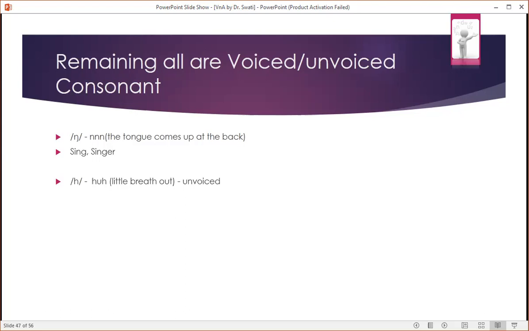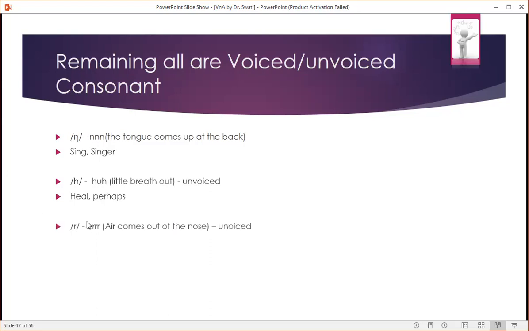Then this one is a very short sound, with a little breath out with it, like hail. Breath goes out. Hail, perhaps. A light sound.